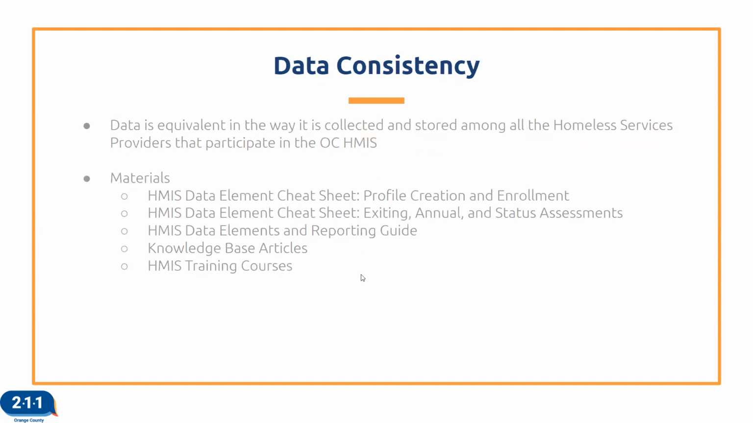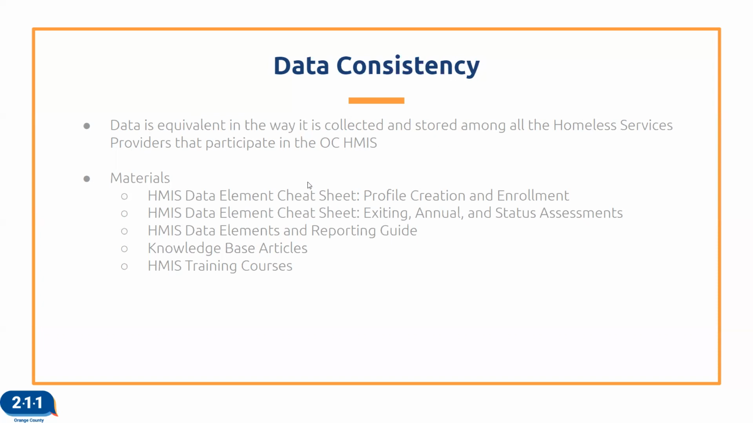And the last component of data quality is data consistency. So this is making sure that the way the data is collected is consistent across Orange County and that all agencies and projects are entering data the same way for each data element. And this isn't really a report, it's more training and making sure that users understand the fields that they're collecting and how they should be used.